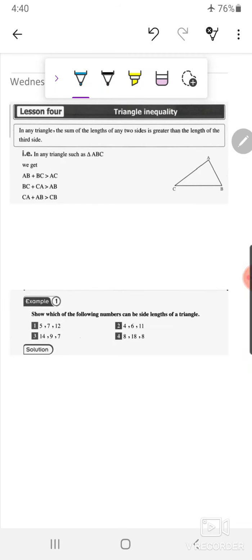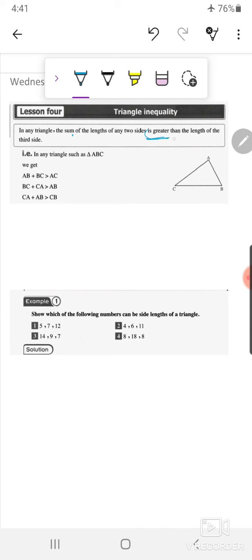Good morning, dear students. Our lesson today is lesson 4, triangle inequality. This is the last lesson in geometry. Here, in any triangle, the sum of lengths of any two sides is greater than the length of the third side. Let's take an example.